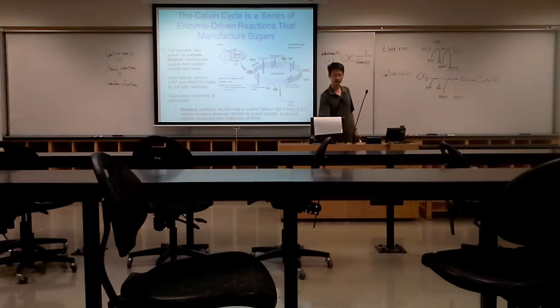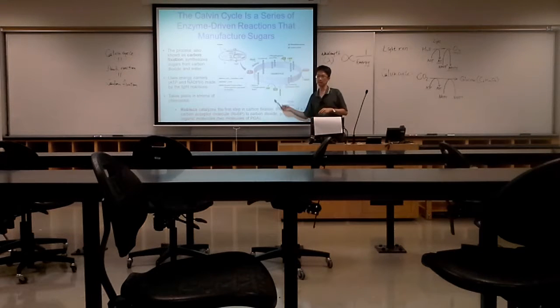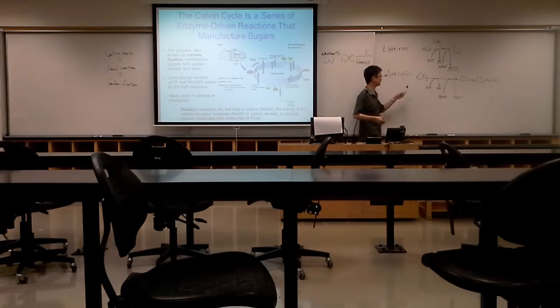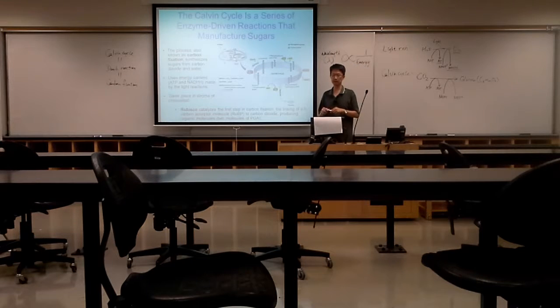So light reaction, we call it light reaction because it requires light. Calvin cycle, also known as dark reaction. The reason is that Calvin cycle does not require light directly, but it requires light indirectly. Because Calvin cycle requires ATP and NADPH made by the light reaction that requires light. That's why we call it a dark reaction. It requires light indirectly.